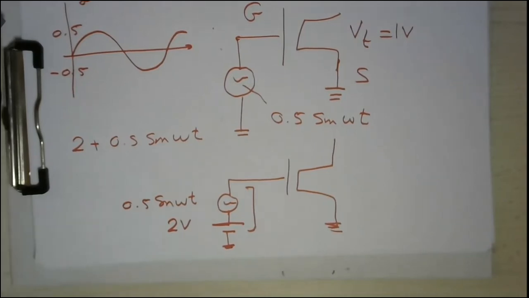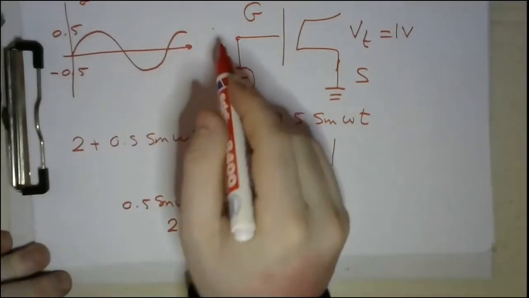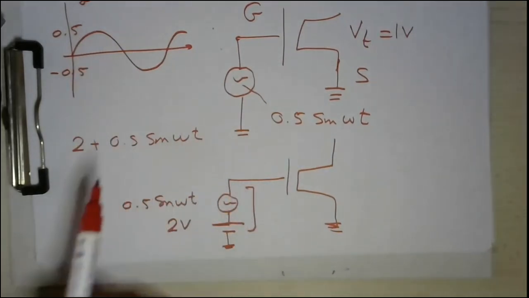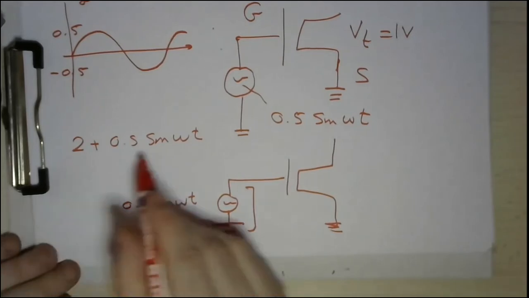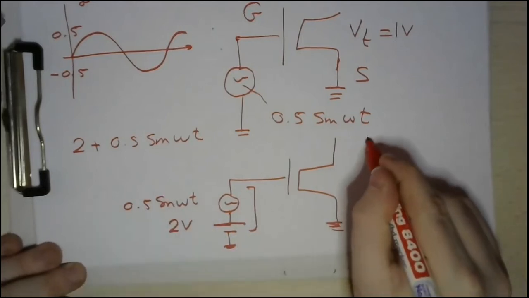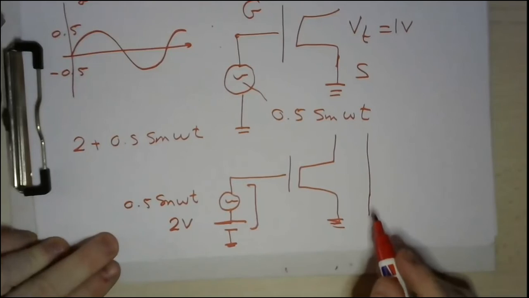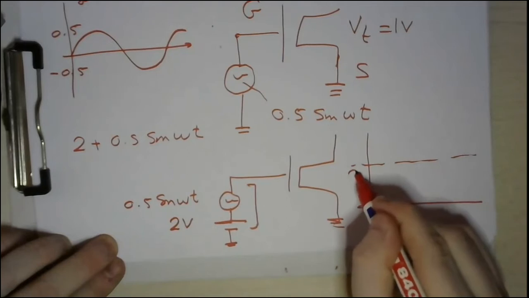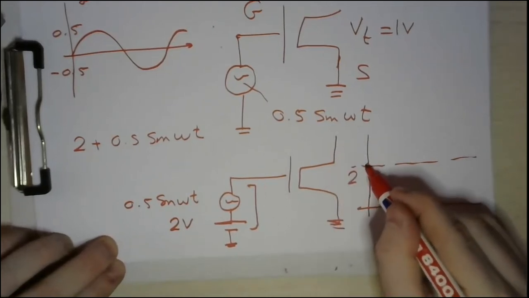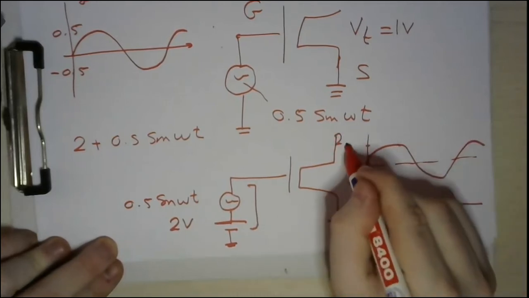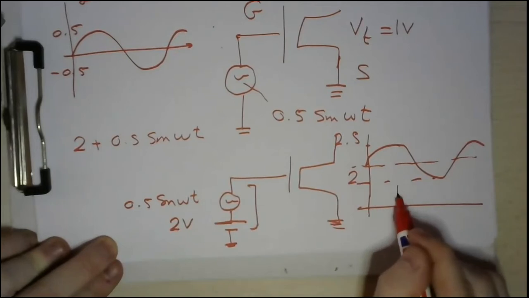If you would like to plot this voltage, it will be similar to this one, but shifted to 2. As you know, the sinusoidal varies from positive 1 to negative 1, so this resultant will vary from 2.5 to 1.5. So let's plot it here. This is the 2, which is the shifted value, and then you will have something like that. The maximum value will be 2.5, and the minimum value will be 1.5.